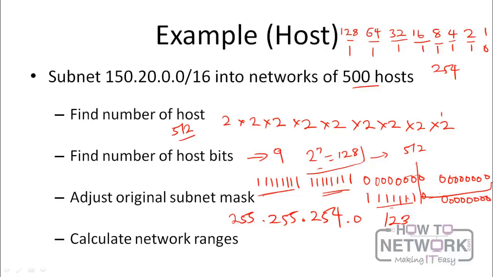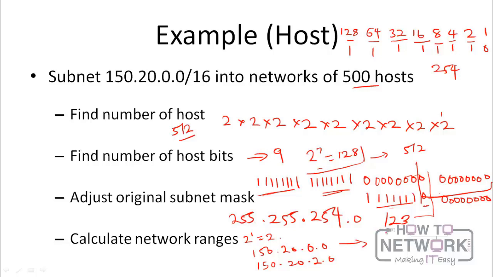For our network ranges, the easiest way to look at it is from the third octet, because that's the octet that has ones and zeros. And we know that we have 1 0, which is 1 host bit. That means in the third octet, we have 1 bit that changes, and 1 bit would be 2 raised to the power 1, which is 2. So in the third octet, we are going to have it increasing in values of 2. So we're going to have things like 150.20.0.0 for the first one. And then the next one would be 2, so 150.20.2.0.